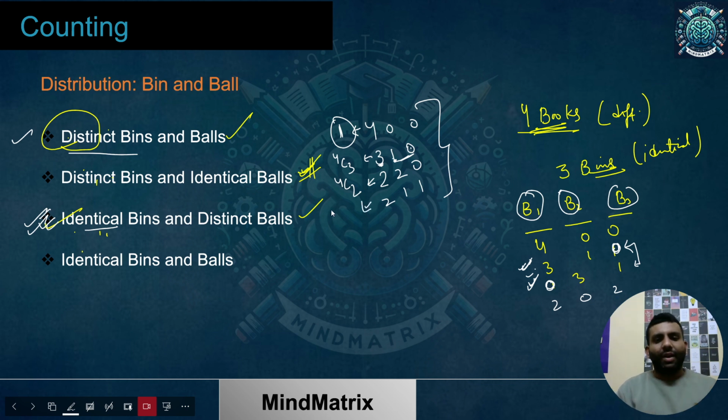Now for this one again, 4C2. Now I'm left with how many books? 2 books are left.